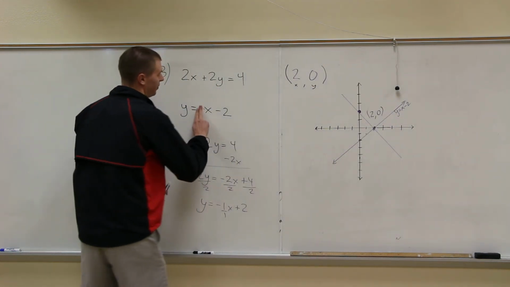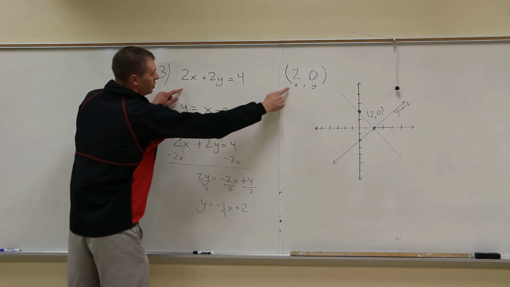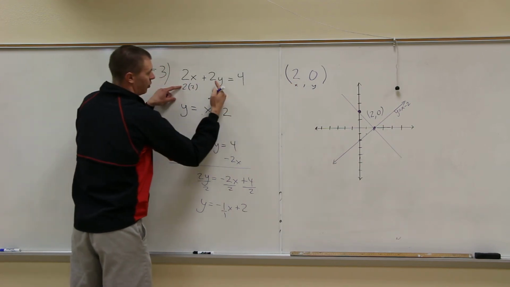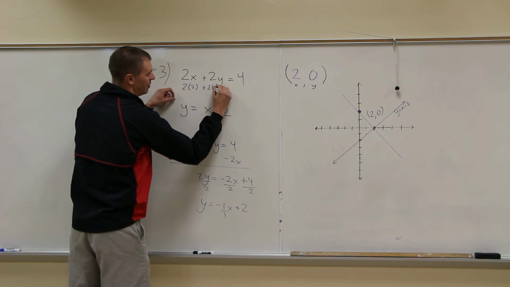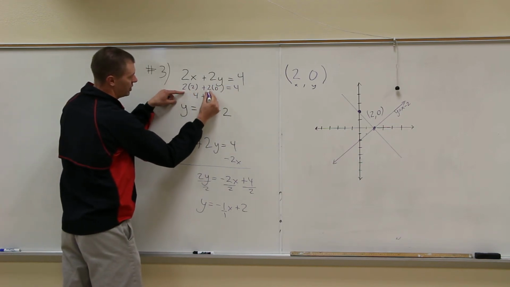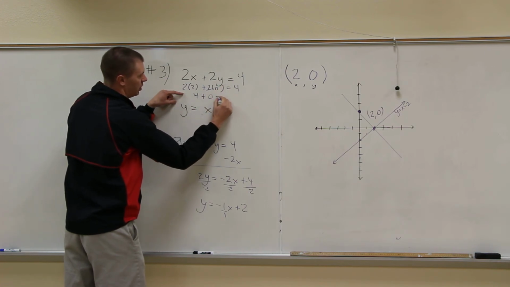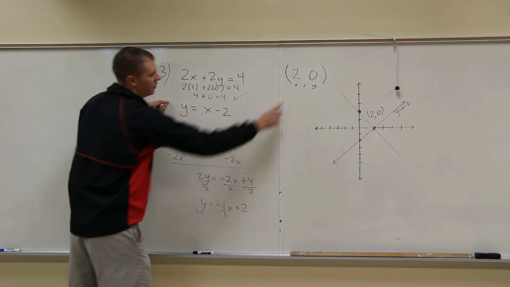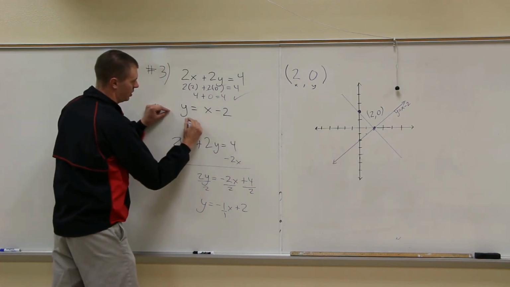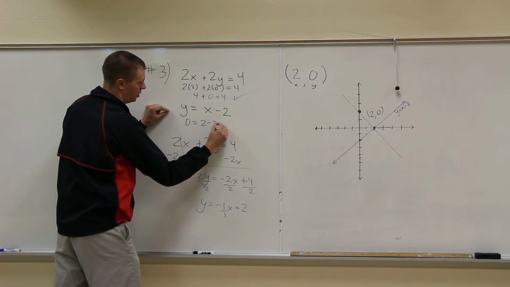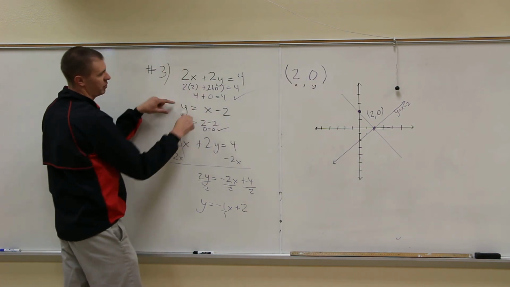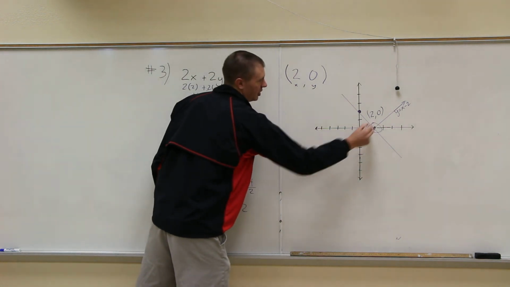Let's just go ahead and verify that real quick. 2 for x, it's going to be 2 times 2. 0 for y plus 2 times 0 should equal 4. Is this true? 4 plus 2 times 0 is just 0. Yep, that's true. 2 for x right here, 0 for y. 0 equals 0. Yep, that's the one point that's true for both of those equations. So we've just solved this by graphing.